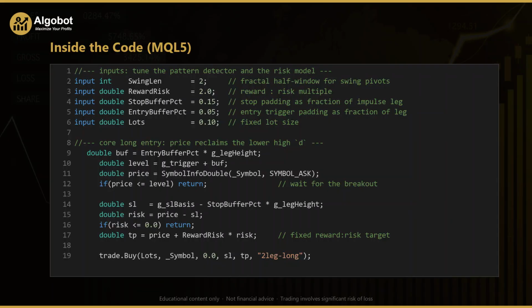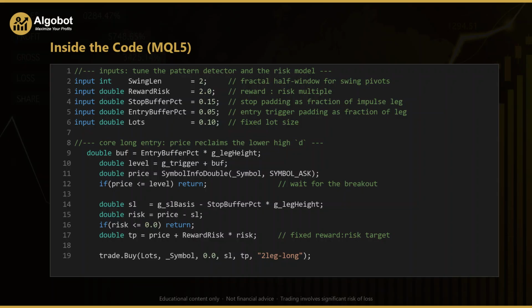Let's read through the actual MQL5 code as it appears in MetaEditor. At the top are the input parameters, the dials you can adjust in the strategy tester. Swing length is the fractal half window. A smaller value detects more, smaller swings, while a larger value only registers bigger, more significant pivots. Reward risk is the multiple that sets how far the take profit sits relative to the stop, defaulting to 2.